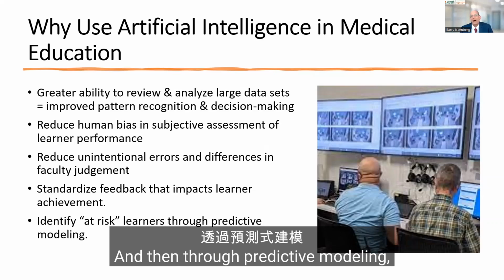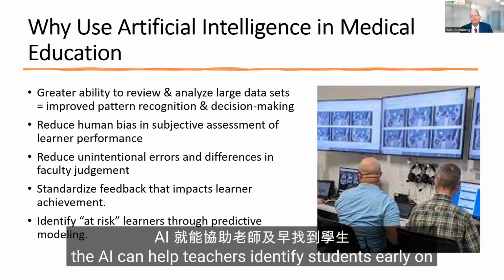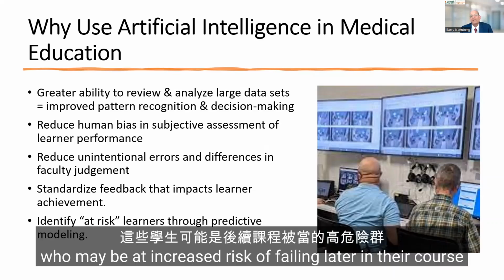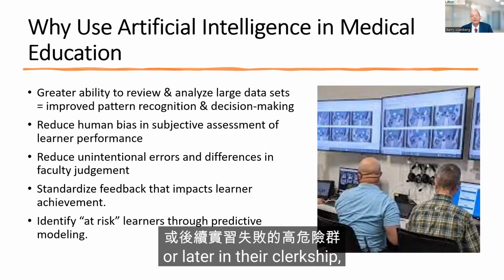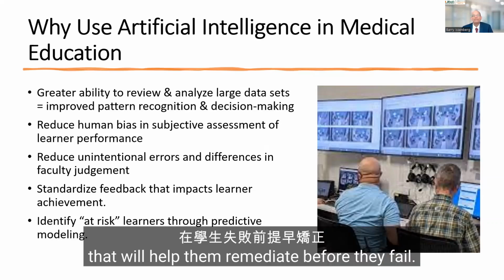And then through predictive modeling, which looks at large data sets, the AI can help teachers identify students early on who may be at increased risk of failing later in their course or later in their clerkship, so that we could design interventions that will help them remediate before they fail.